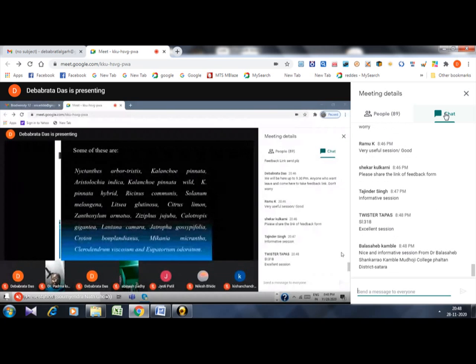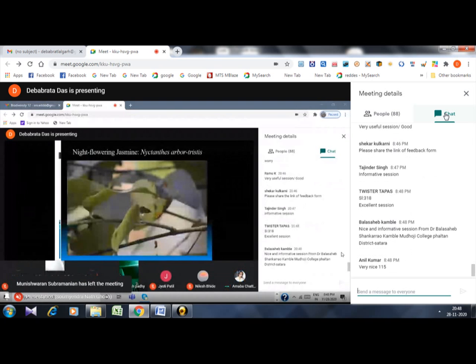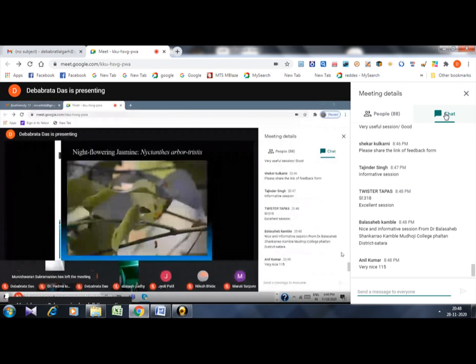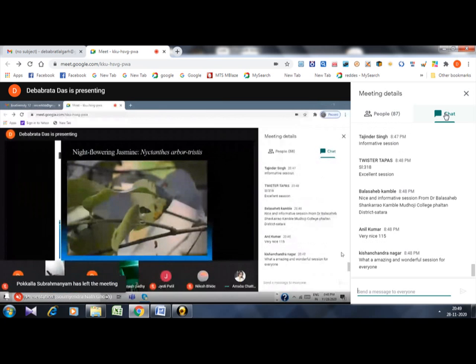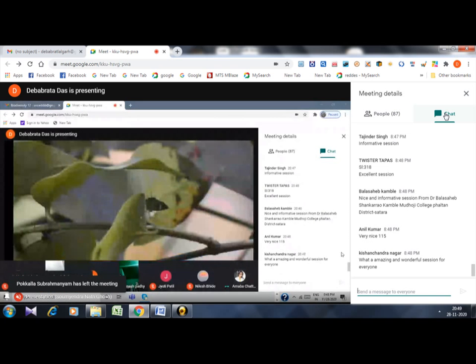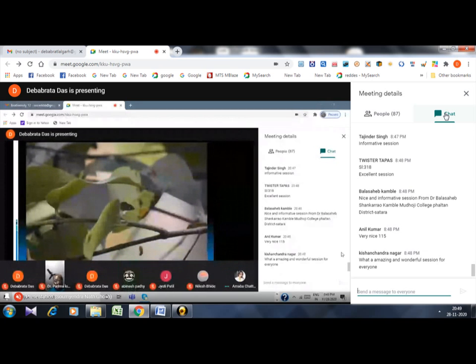So you can see the first photograph here, Nyctanthes arbor-tristis. This is the state flower of West Bengal, night flowering jasmine. And you can see the monkey puzzle butterfly. This butterfly is known as the monkey puzzle. If you see thoroughly, the butterfly has a pattern on its hind wings. That is why it is called the monkey puzzle.